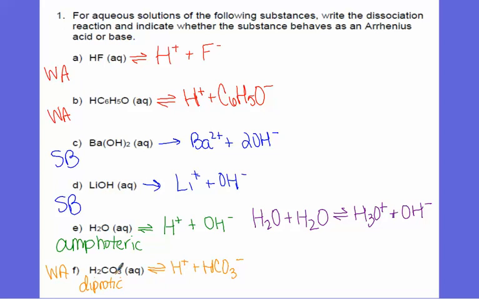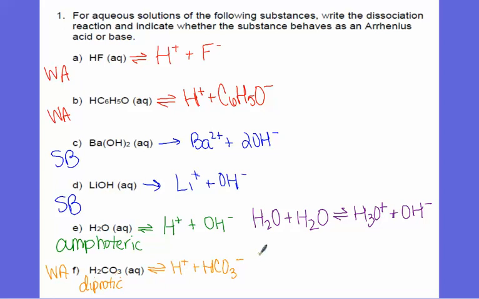Bicarbonate is also an amphoteric substance. So water is not our only amphoteric. So that bicarbonate can actually go either way. We'll talk more about that when we get to our diprotic section. Like I said, this is just a little preview.